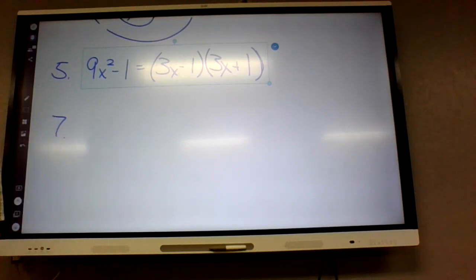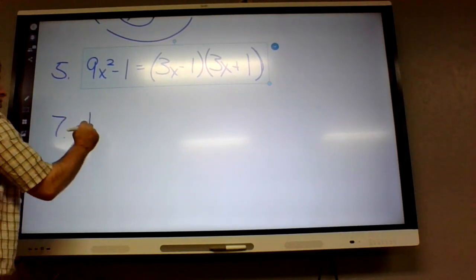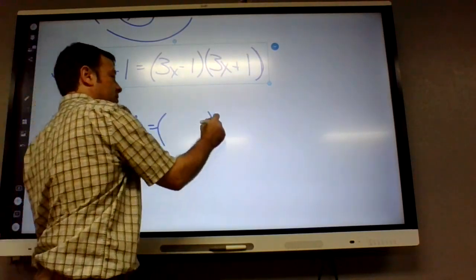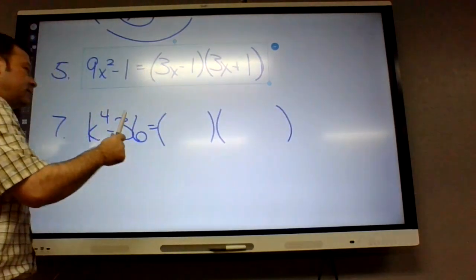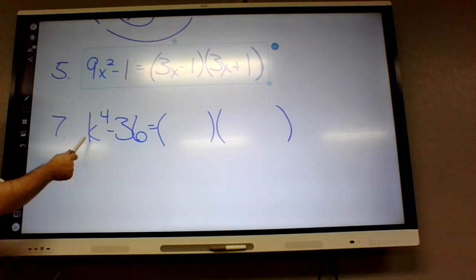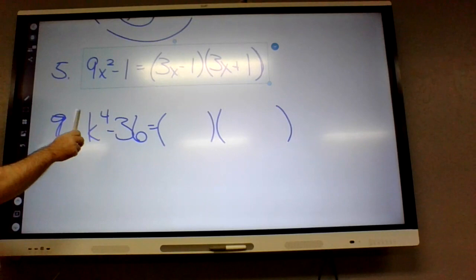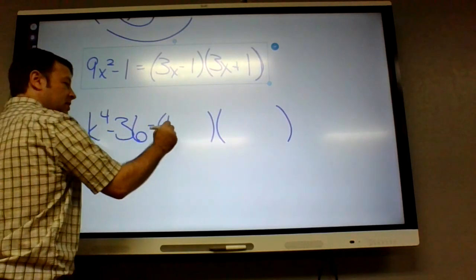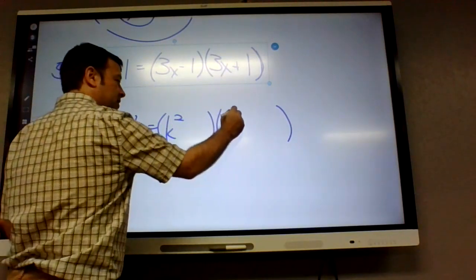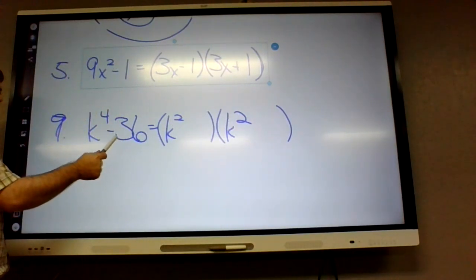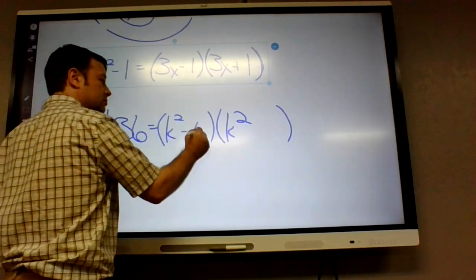Number 9, k to the 4th minus 36. This is a square minus a square because what times what equals k to the 4th? It's literally the exact same thing from yesterday. What goes into k to the 4th? k squared. Okay, what goes into negative 36? Negative 6 and positive 6.